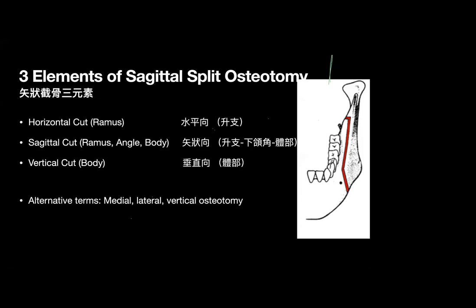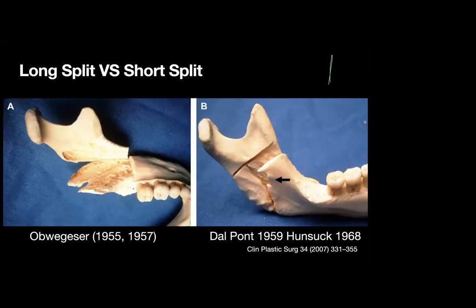And I think basically there are three elements of sagittal split osteotomy: the horizontal cut, the sagittal cut, and the vertical cut. I know some surgeons use alternative terms like medial, lateral, or vertical osteotomy, but basically the horizontal cut is located on the ramus, and from the horizontal cut you do a sagittal cut connecting from the ramus to the angle to the body, and then finally the vertical cut located at the mandible body. So these are the basic three components of sagittal split.